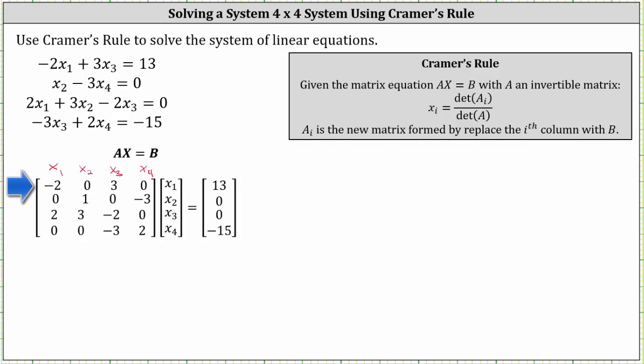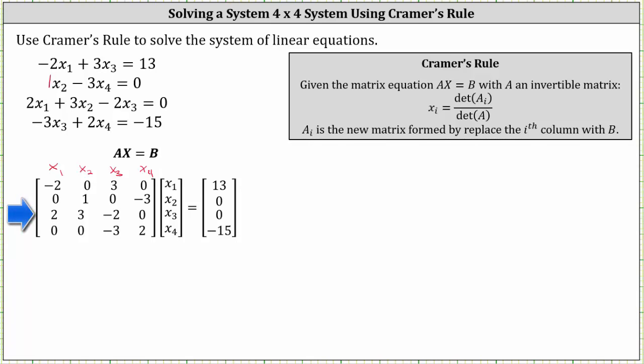Looking at our first equation, the coefficient of x sub 1 is negative 2. The coefficient of x sub 2 is 0 because there is no x sub 2 term. The coefficient of x sub 3 is 3. The coefficient of x sub 4 is 0 because there is no x sub 4 term. In the second equation, the coefficient of x sub 1 is 0. The coefficient of x sub 2 is 1. The coefficient of x sub 3 is 0. The coefficient of x sub 4 is negative 3.